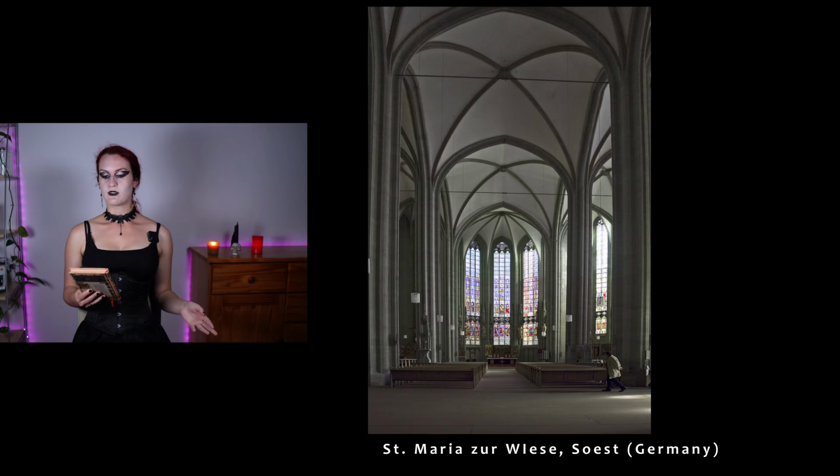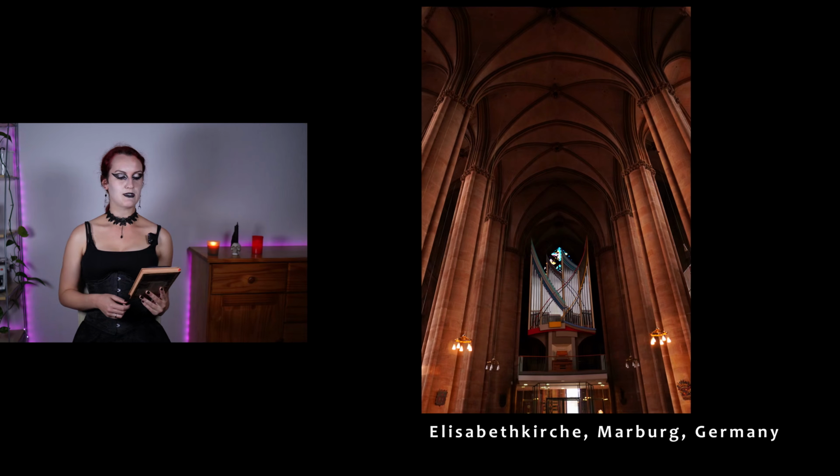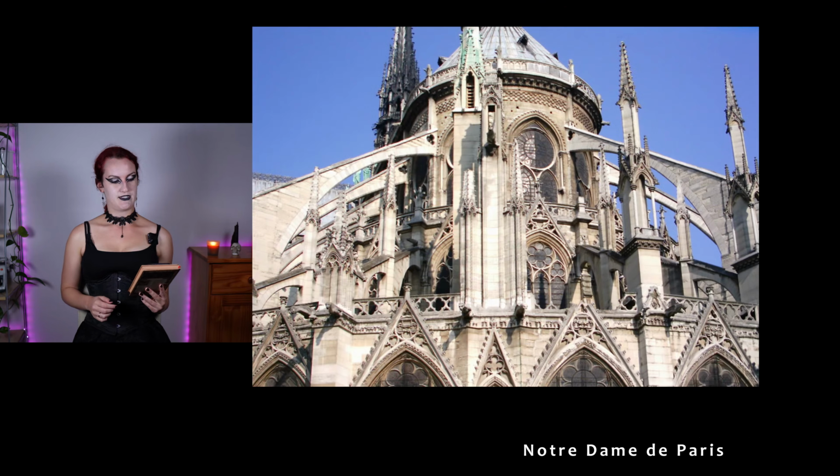Secondly, ribbed vaults were used to support the roofs of Gothic buildings. Unlike earlier barrel vaults, ribbed vaults consisted of a framework of ribs or arcs. This design distributed the weight of the ceiling and walls more evenly, enabling the use of thinner walls and larger windows. Thirdly, flying buttresses.